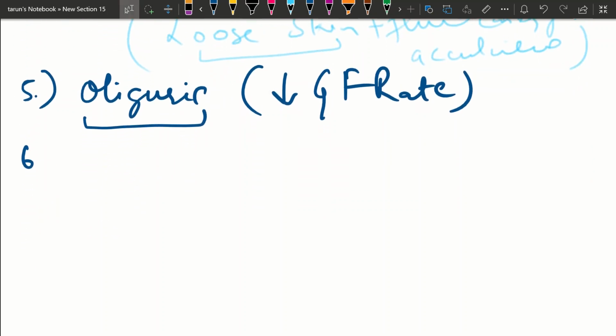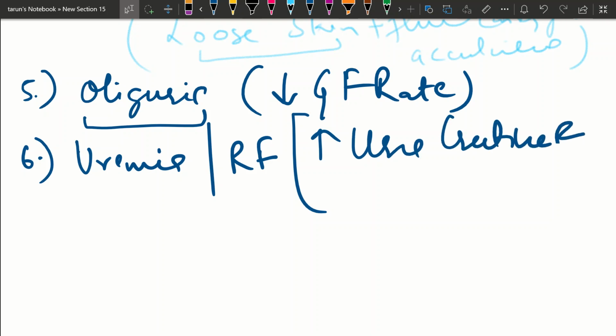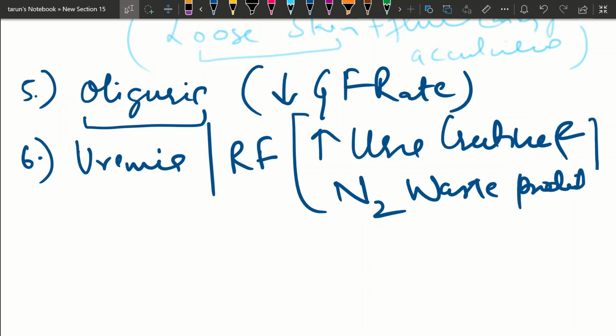Also there is one more thing: in the later stages, there occurs the manifestation of uremia and ultimately renal failure, and it occurs because of the retention of urea, creatinine and nitrogenous waste products. Because of this retention of the urea, creatinine and nitrogenous waste products, the patient ultimately goes into uremia and renal failure. So this was the pathogenesis.